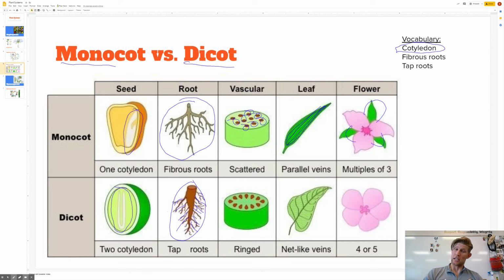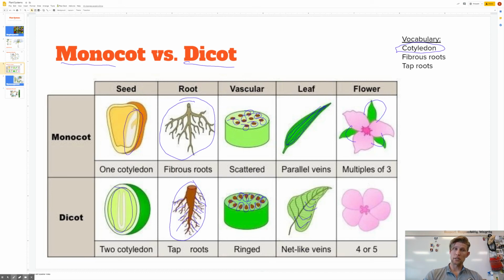Anyway, if you look at the stem, you're going to see this ringed vasculature. You can break them up or cut them however you want and try to look at it. It's pretty cool. And when you look at the leaves, you're going to see this net-like vein. A lot of the leaves we think about are these dicots. You could look at the leaf and know what it is. Now we're going to go on a little nature walk probably tomorrow, and I'll show you some stuff around school from the angiosperms.